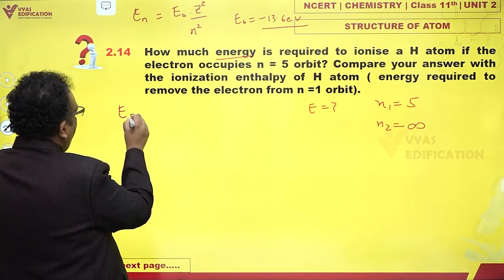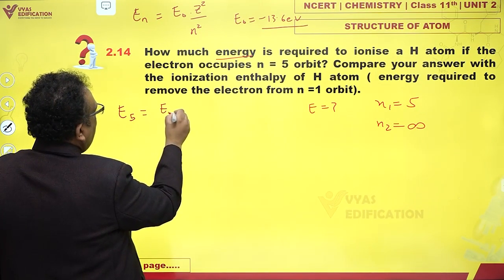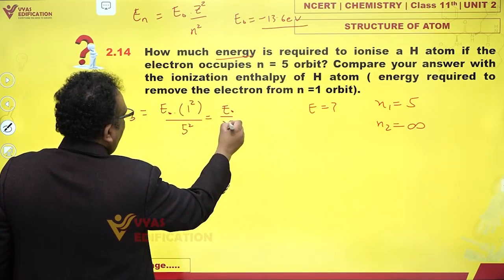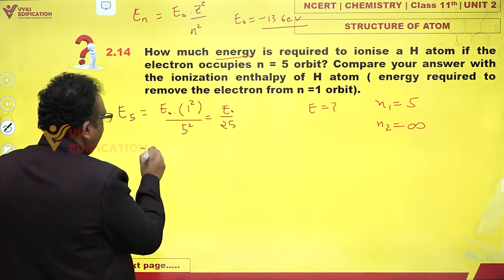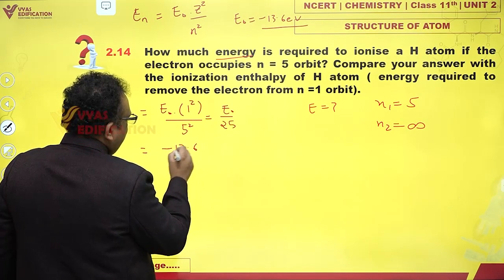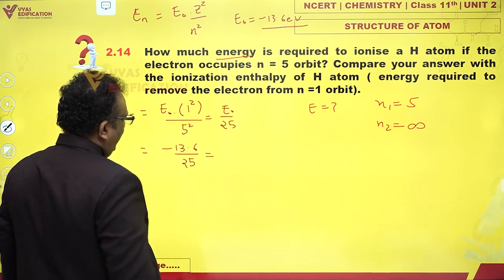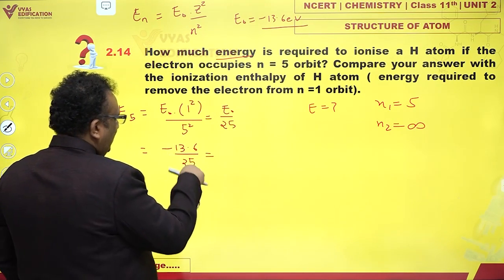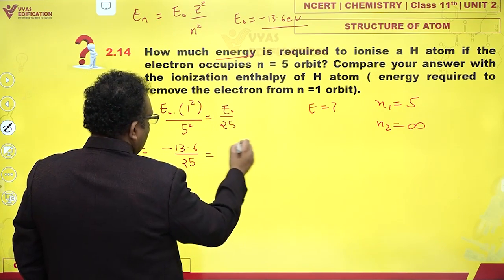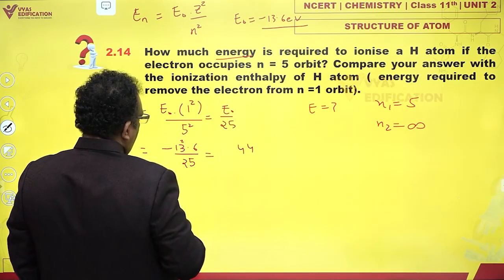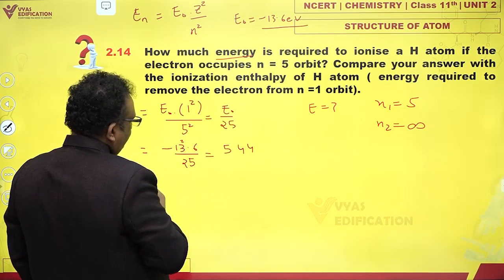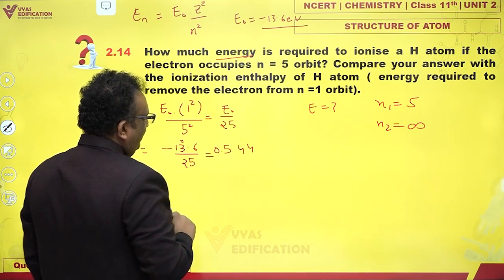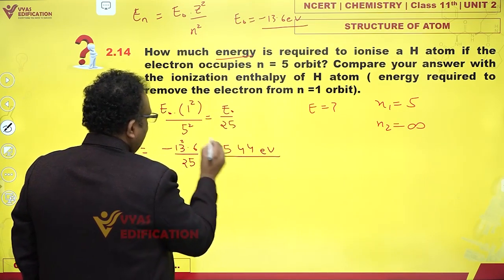So E5, how much is that? This is E naught into 1 square by 5 square, which is E naught upon 25. Wow, that looks really small. And how much is that? Well, that would be minus 13.6 by 25. Fine. And how much is that? Multiply and divide by 4. So 6 fours are 24 and 4 ones are 4. Right. So this comes out to be minus 0.544 electron volts.